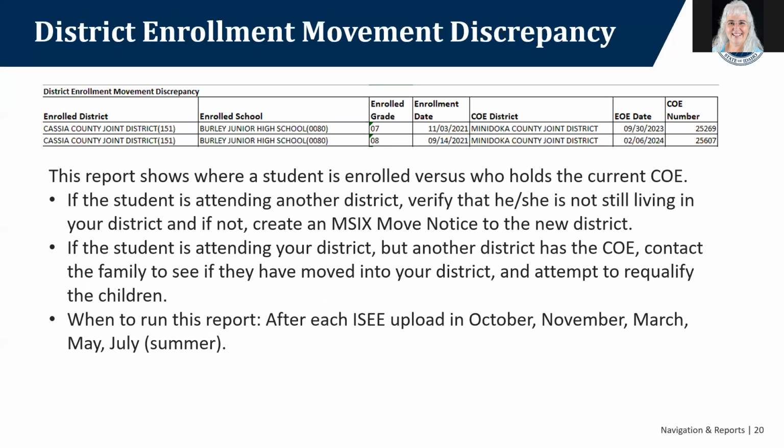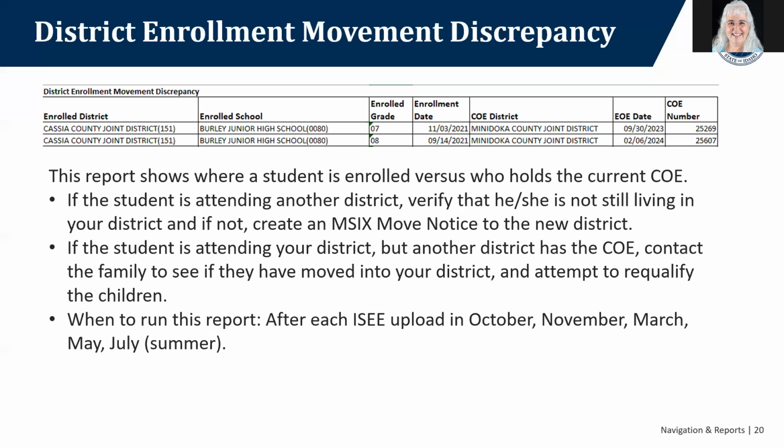So in this case, if the student was still living in your district, you would not need to do any more. But in this case, we have a couple of students that it says that the COE is in Minidoka, but the student is enrolled in CASHA. So by running this report in CASHA, I would see, oh, I have some students at Burley Junior High School that have a COE. I know they were migrant. And in fact, in both of these cases, the student is still eligible. And it gives me the COE number so I can go in and see all the information about the student, but they're in my district. So now it's time for me to check and see if I might be able to qualify them.